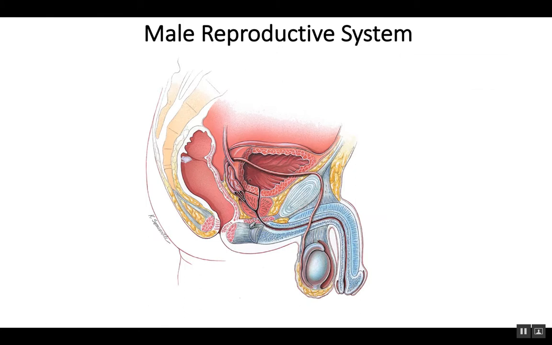The next picture shows a lot of these structures again, but adds in many of the structures and organs found in the pelvic cavity that are related to male reproduction. So we'll first go by way of sperm. Sperm are produced in the testes. There are some small little ducts, little tubes in the testes called seminiferous tubules.